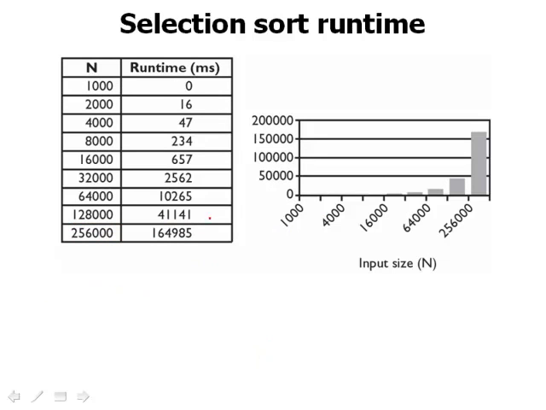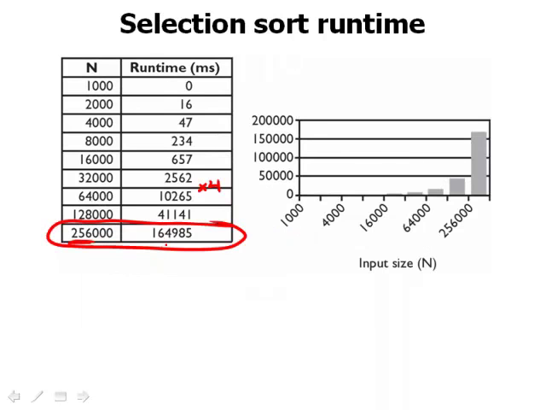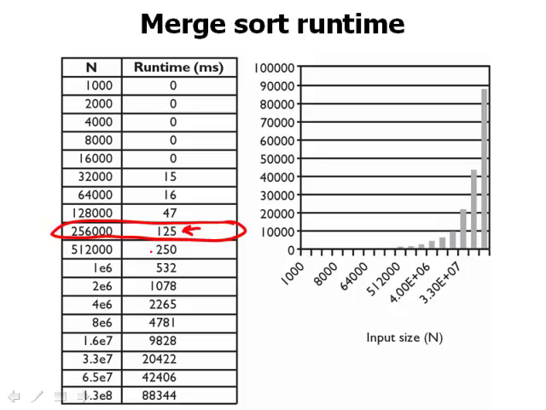This is selection sort again. Notice that we have 256,000 elements and it takes us almost 3 minutes to do that, 164,000 milliseconds for selection sort. And remember that the runtime kind of quadruples every time you double the input size. For that same number of elements, 256,000 elements, with merge sort, we're only up to 125 milliseconds as opposed to 164,000 milliseconds. So merge sort is much, much, much faster than selection sort when given the same amount of data.